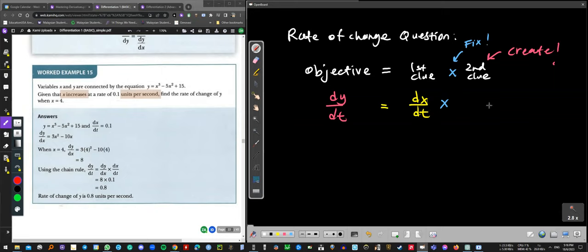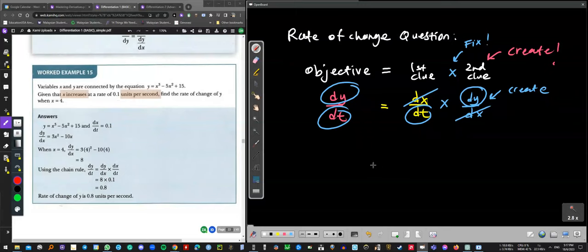So apa yang you kena create dekat sebelah kanan supaya you boleh dapat dy dt? You mesti create dy dx. Kenapa kena create dy dx, teacher? Supaya dx warna kuning dengan dx warna biru cancel each other out. Yang tinggal dy dekat atas, dt dekat bawah. Okay. So that's a setup. So first clue kita dah ada value dia, iaitu you can see from the question 0.1. Times by the second clue, ada tak? Tak ada. So you have to create lah.